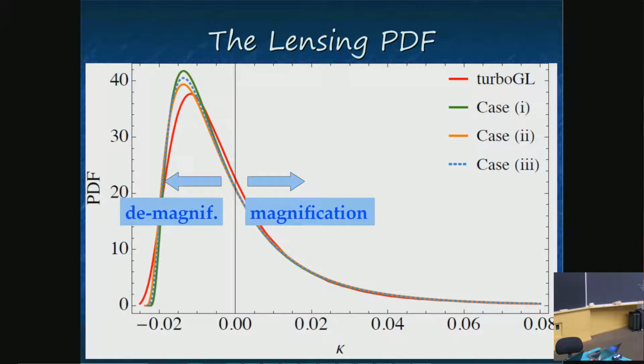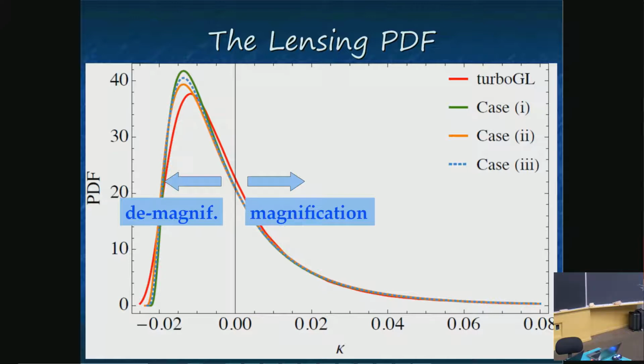So the average of the distribution is zero in convergence, which means magnification 1. But the tail of the distribution is very long, right? That's the whole point. So this is often modeled as a log normal distribution. It has a very long tail, very fat tail. Forget the difference between the different curves. It's just four different ways of computing this, and they are agreeing with each other. That's not the point of this, but this has a fat tail.